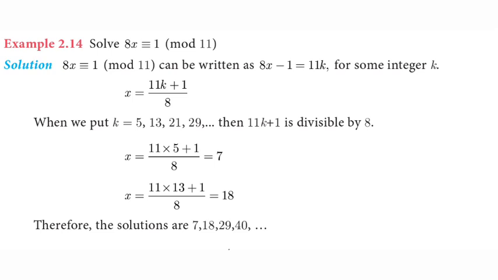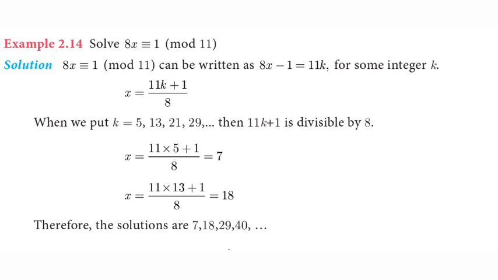Now substitute the value k equals 0, 1, 2, 3 etc., but it is not divisible by 8. Next, 6, 7, 8 is not divisible by 8. Therefore 13, next value is 21, 29, then 11k plus 1 is divisible by 8. Therefore x, first k value is 5: 11 into 5 plus 1 divided by 8, 55 plus 1, 56 is divisible by 8, equals 7.